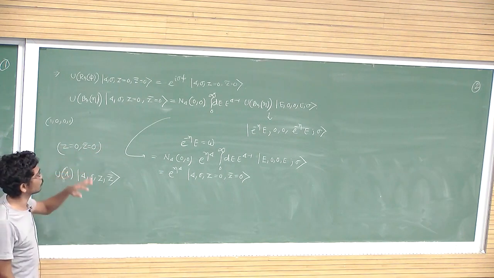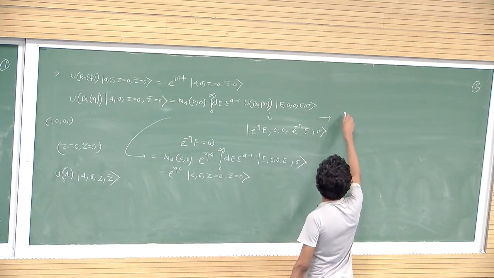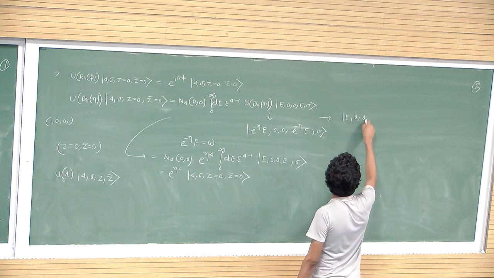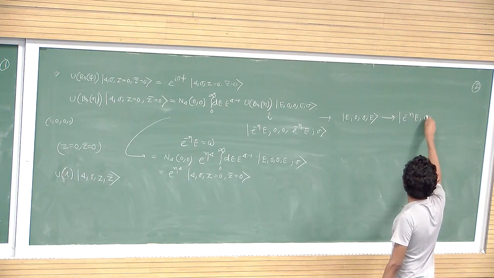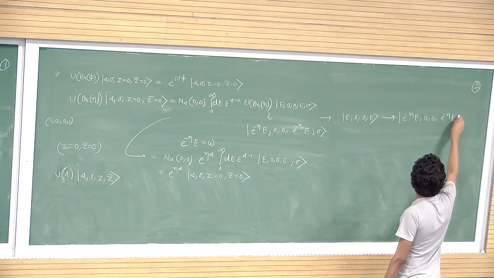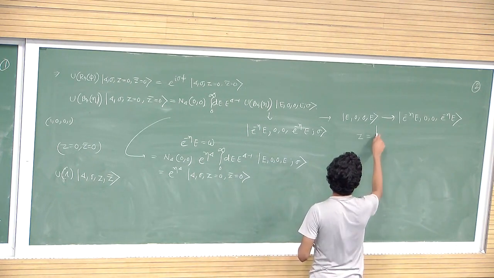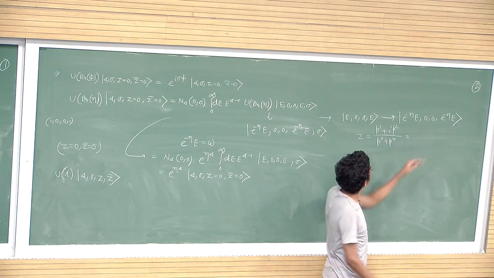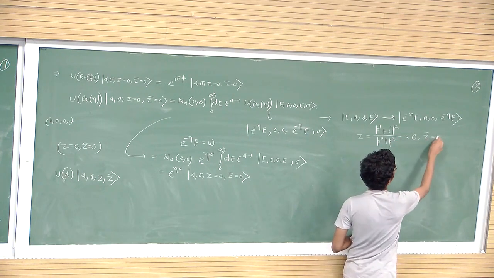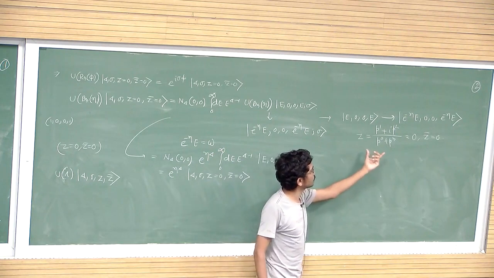If you see, for example, under the K3 transformation, this vector gets mapped to e to the minus eta e. Now you can calculate z and z bar. z was p1 plus i p2 over p0 plus p3. With this new null momentum it is also 0, and similarly z bar is also 0. So the action of K3 does not change this point z equals 0, z bar equals 0.